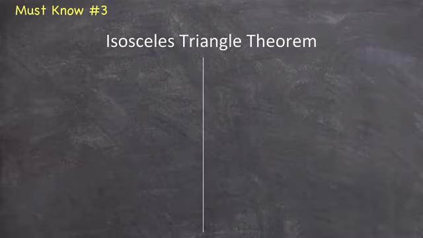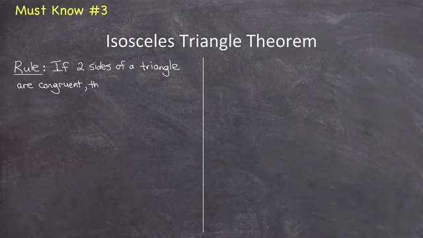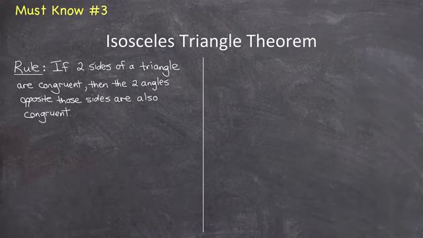Must know number 3, the isosceles triangle theorem. This rule states that if two sides of a triangle are congruent, then the angles opposite from those sides must also be congruent. So I'll draw a triangle that has two sides of equal length. I'll label the vertices of this triangle A, B, and C.